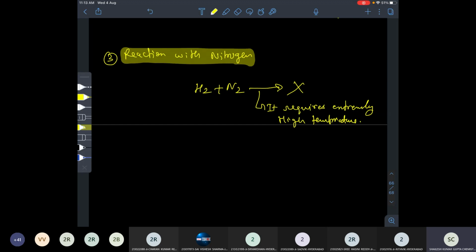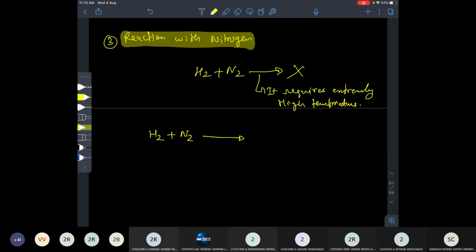Can you tell me who gave an excellent method to prepare ammonia? Haber. Right. Haber's process. That very famous reaction is known as Haber's process. 3H2 plus N2, these are all gases, and it forms ammonia. What is the catalyst used? This is also exothermic.